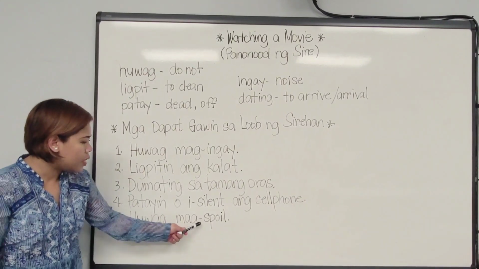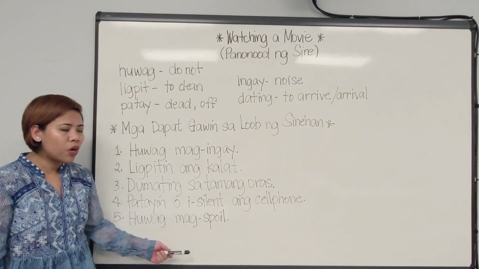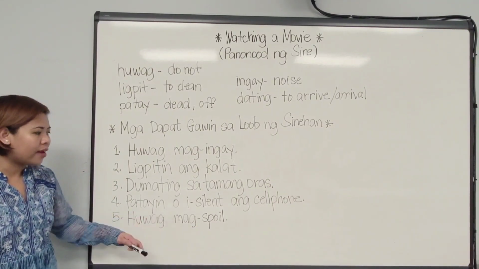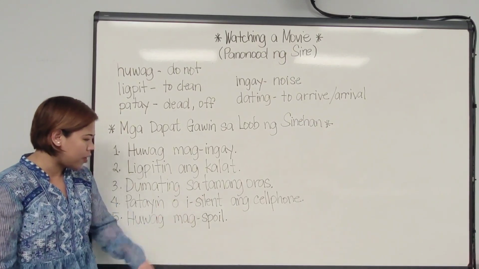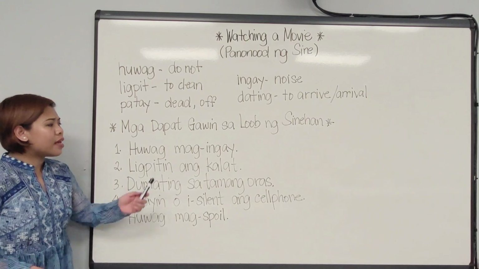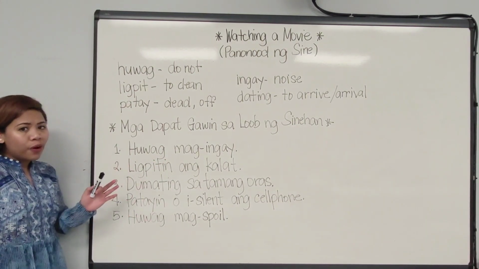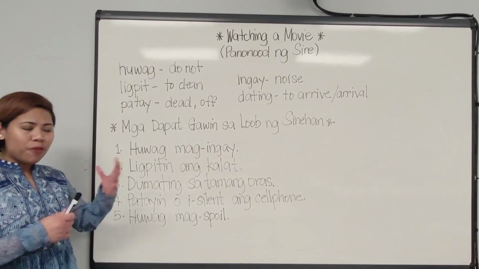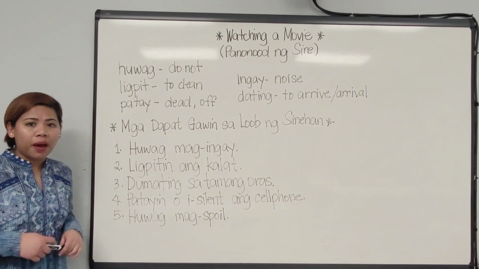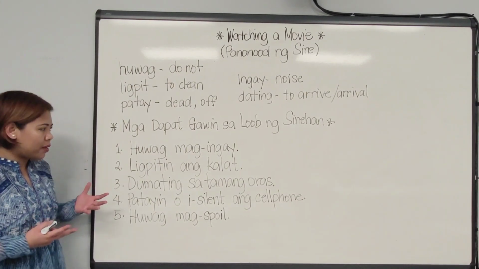Look at this one. We still separate it with a dash because it's an English word. We just added a prefix to make it sound like a Filipino word. So mag-spoil or do not spoil. Now, since these 5 sentences are all commands, the verb should be in what form? From the word itself, these are all imperative sentences. So the verbs here are all in the imperative form.